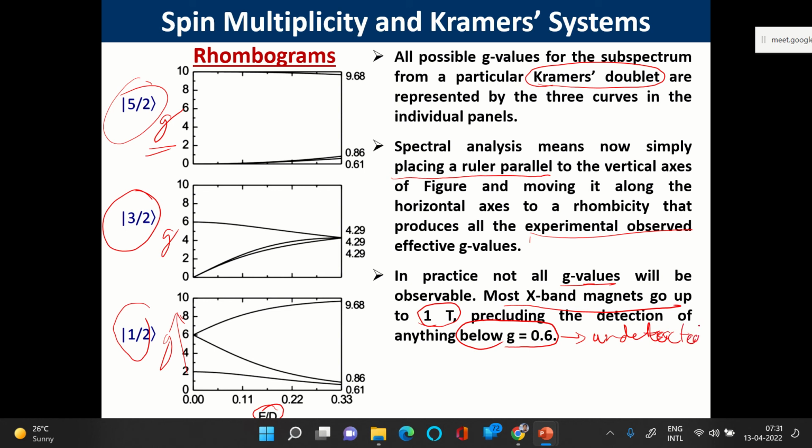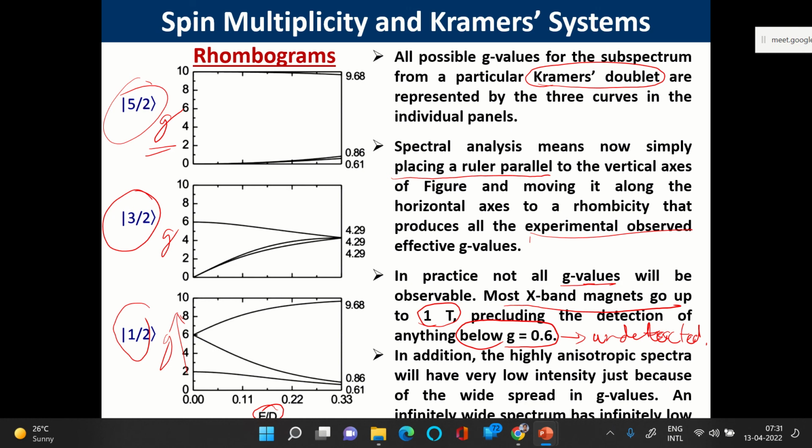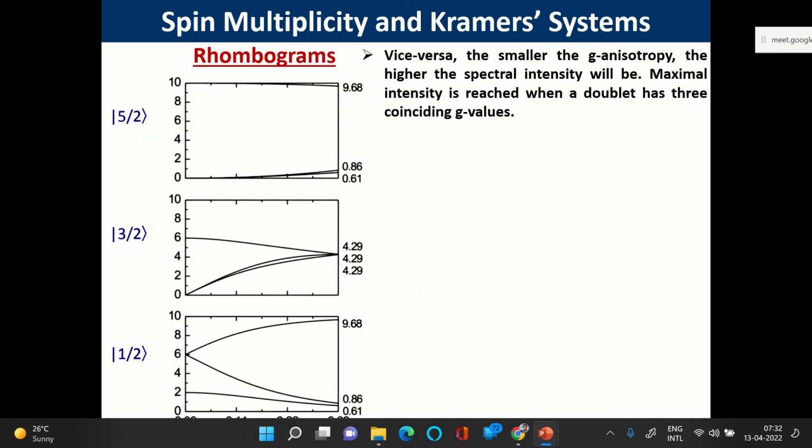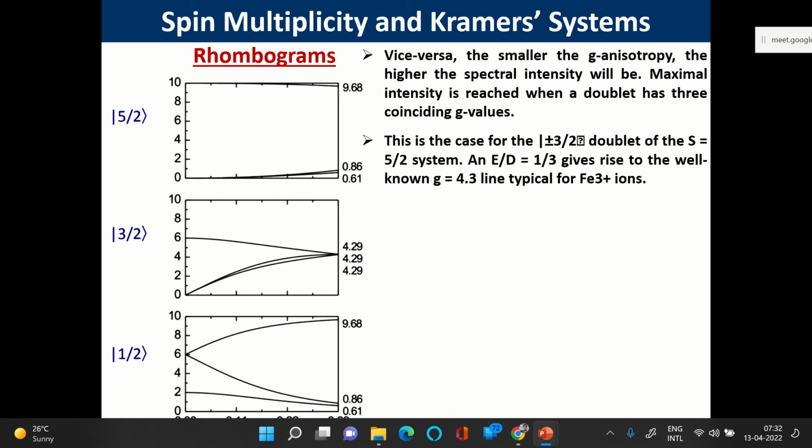It will remain undetected below 0.6. So of course, if the G is anisotropic, intensity will be spread over a larger region. If the G value anisotropy is less, then the spectrum will not be spread over a wide range.